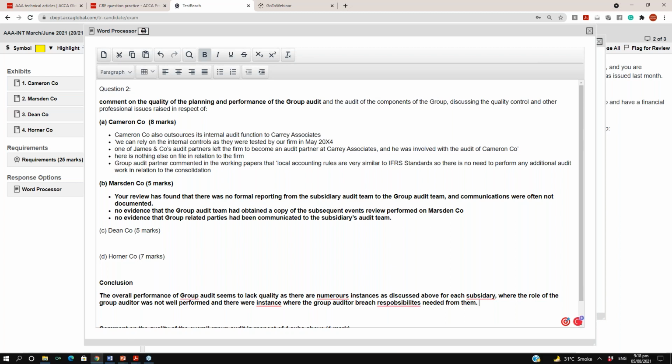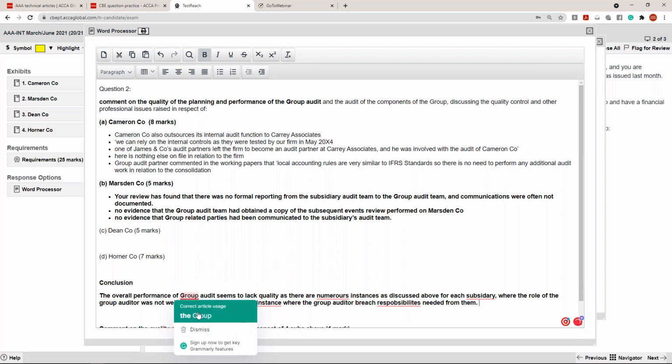You're just telling the examiner that the overall performance of the group audit seems to lack quality because there were numerous instances in Cameroon, Marsden, Dean, and Honor. You're not repeating those instances, right? As discussed above for each subsidiary, where the role of the group auditor was questionable.